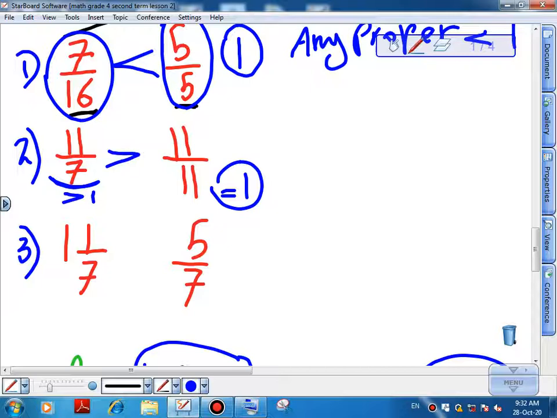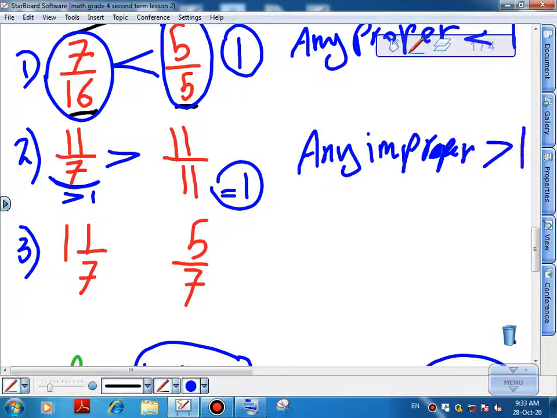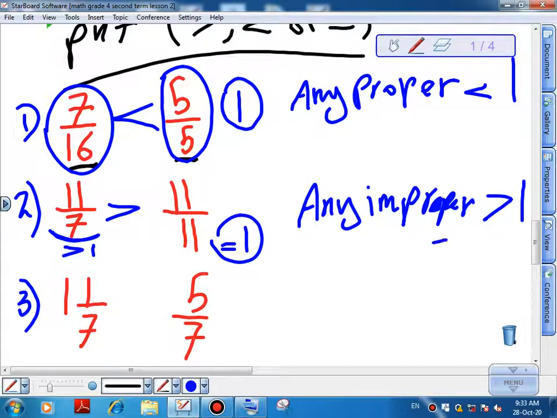So any improper fraction is greater than 1, the opposite of the proper. Okay, proper fraction is smaller than 1 and improper fraction is greater than 1.